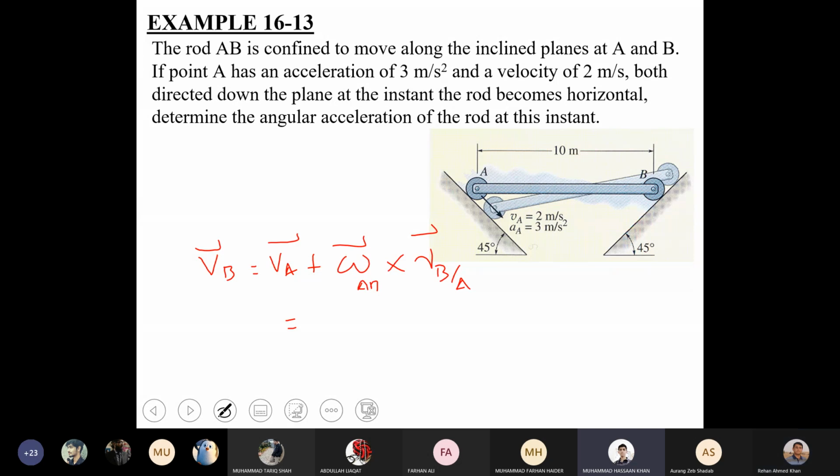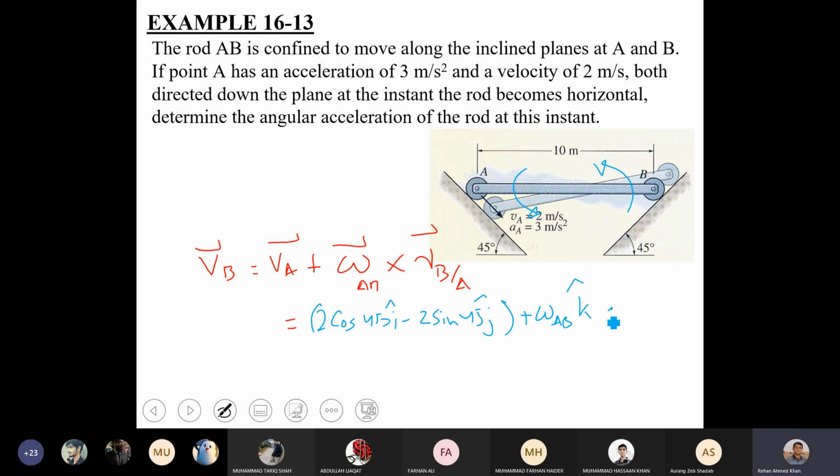Yes, sir. Given 2 meters per second. But we need to write it in vector form. Sir, woh 45 degrees ke saath isko laga denge. So fourth quadrant hai, positive x, negative y. So this vector would become 2 cos of 45 i minus 2 sine of 45 j, isn't it? Yes. Okay, what about omega AB? Can you identify this omega's direction? Yes, sir, counterclockwise. It is counterclockwise, so we can write it here as omega AB k.